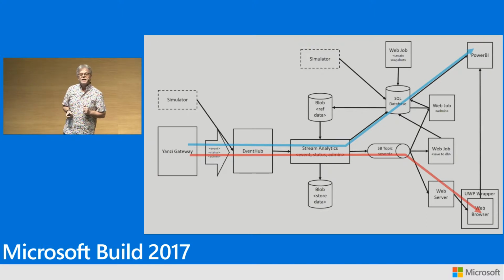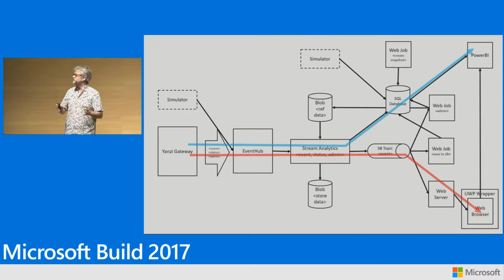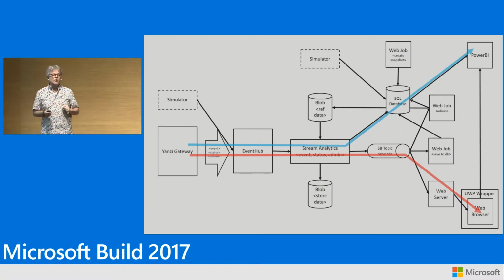On the blue path, there we used SQL database. And be really, really aware here. We don't store everything in SQL database. We just use SQL database as the data layer for Power BI. And that's a really big difference. Because if you try to store all your data in a SQL database, you're probably not doing it right. So we store all the data in the blob storage from the Event Hub instead.